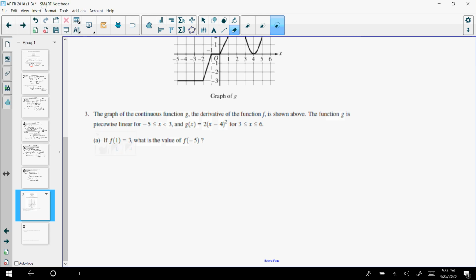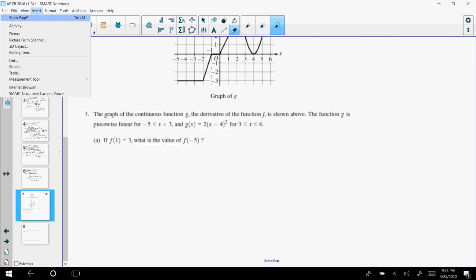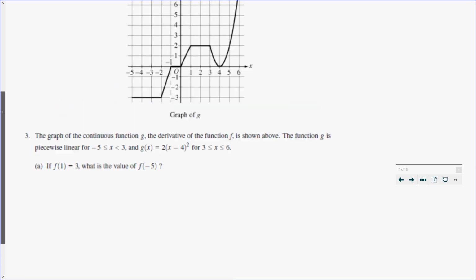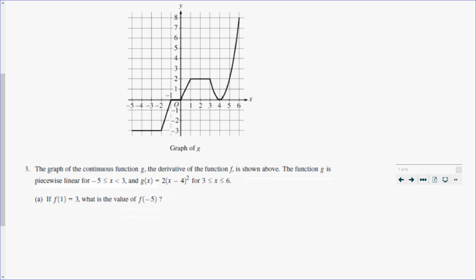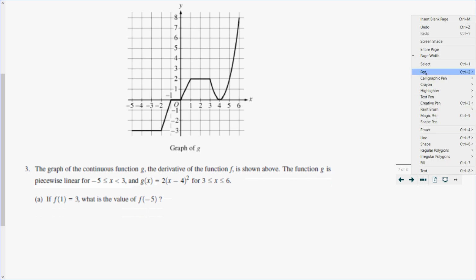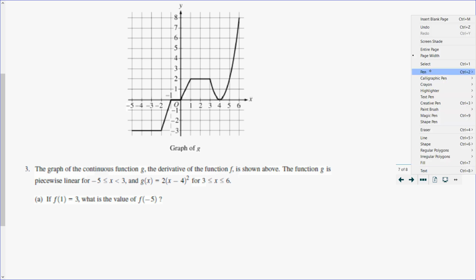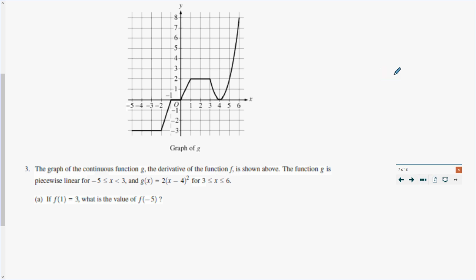Question number 3 from the 2018 AP exam. And if you notice for this one, what they've given us is a graph, which probably means some sort of area problem here. And they say that this is the graph of the function g, and g is the derivative of f.